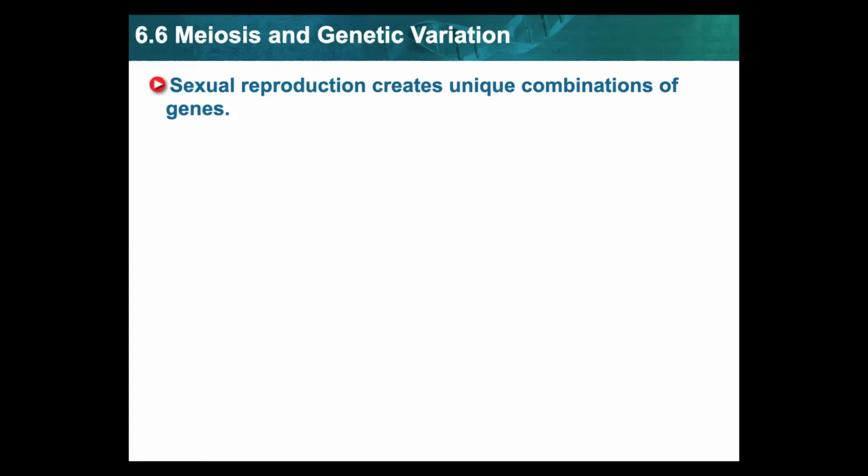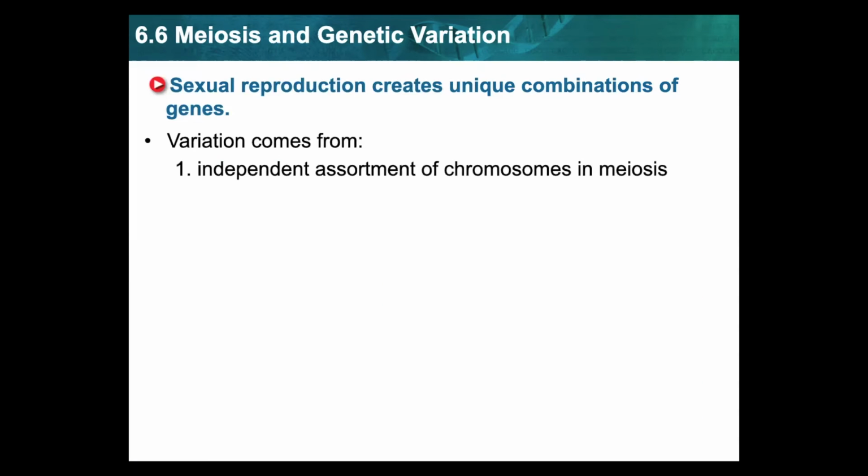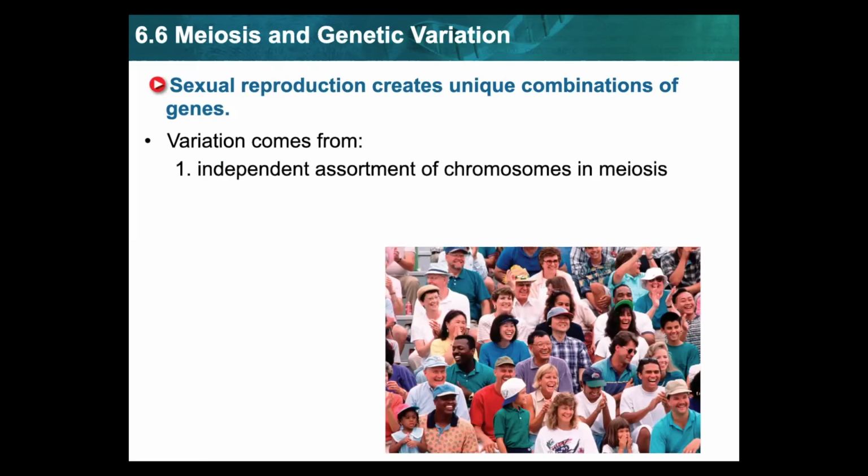Sexual reproduction creates unique combinations of genes. By having a certain egg and certain sperm fertilize, you have different kinds of combinations of genes during that fusion of the egg and the sperm cell. This variation that you see in people and in children comes from several different things, but one thing it comes from is independent assortment of chromosomes in meiosis, which means that the genes are shuffled up and distributed randomly into egg and sperm cells during meiosis.